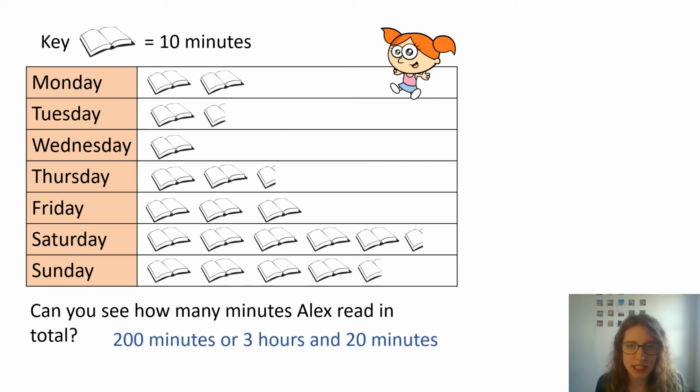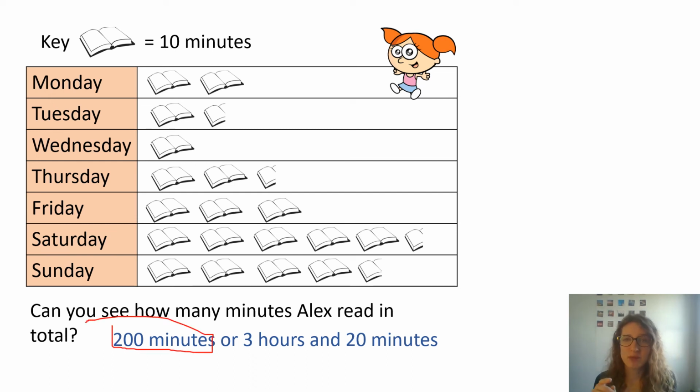So 180, add 20, gives us 200 minutes, or if you want to be extra clever, you can convert it into 3 hours and 20 minutes, because there are 60 minutes in an hour. But you would definitely have got the point if you had said 200 minutes.